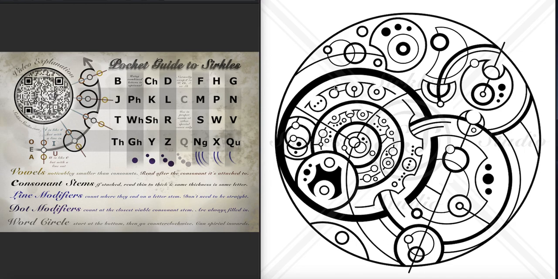Yeah, and then here we have another separate sort of paragraph. Bottoms here, we spin bottom counterclockwise, and then we spiral inwards. So word circle, start at the bottom, then you go counterclockwise and then spiral inwards. So that is what this is here. And I really like the sort of depth and balance it gives to this design.